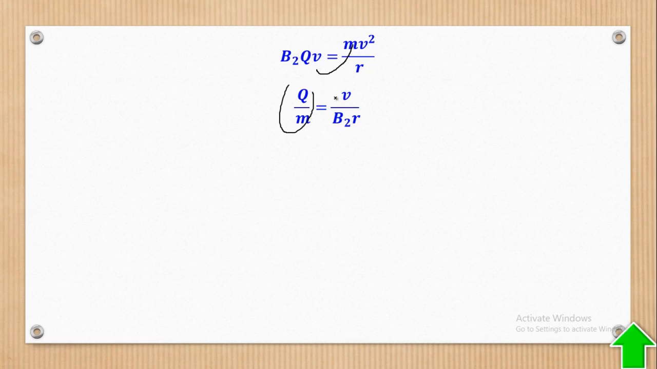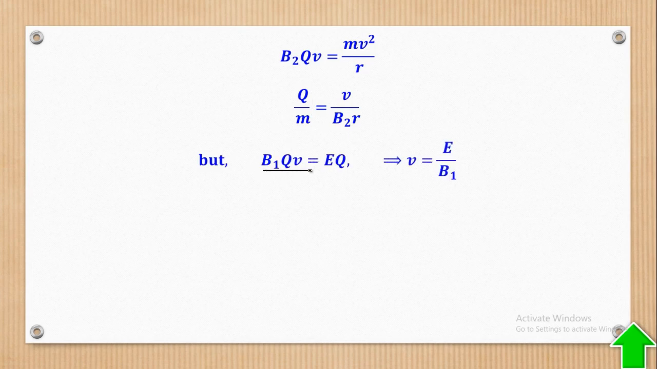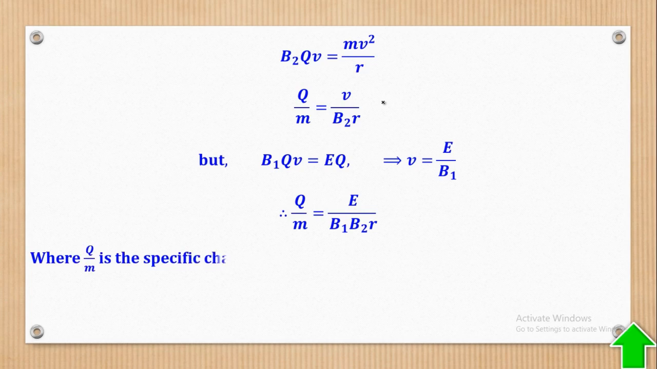to v over B2 r. But also previously we saw that B1 q v is equal to E q. Therefore when I make v the subject, you realize that q cancels, so I remain with v equal to E over B1. So when I substitute this v here, I'll come up with that as the charge to mass ratio, or the specific charge of the positive ion. And basically that is what they wanted.